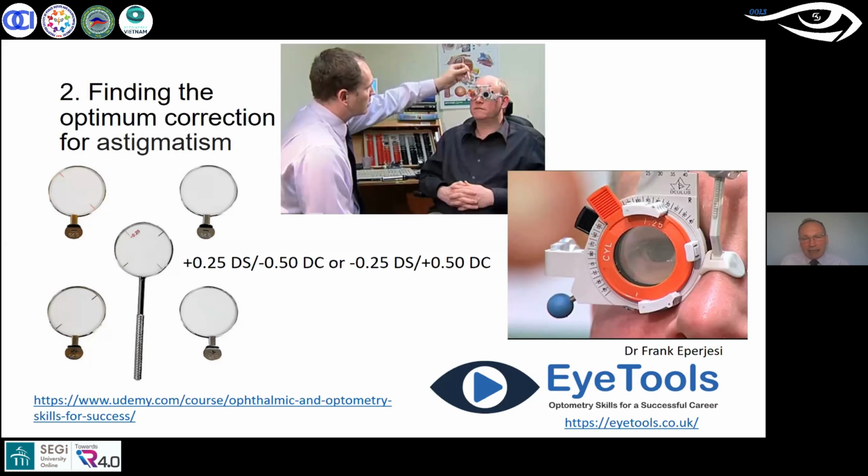And I sat down and thought, how can I get better at this? And I worked out that some people just needed a bit more of a finer tune on their cross cylinder, on their astigmatic inspection. So if someone obviously doesn't have any astigmatism, I don't do this. But if someone has any astigmatism, then I'm doing this finer tuning check. And for me, it's one of the best things I ever adopted in practice.